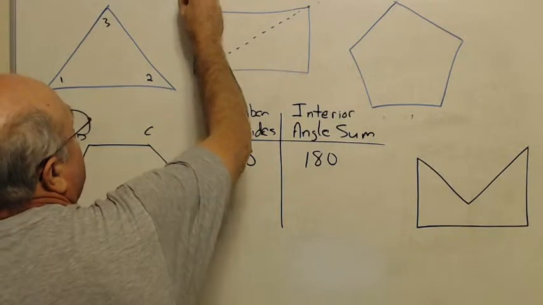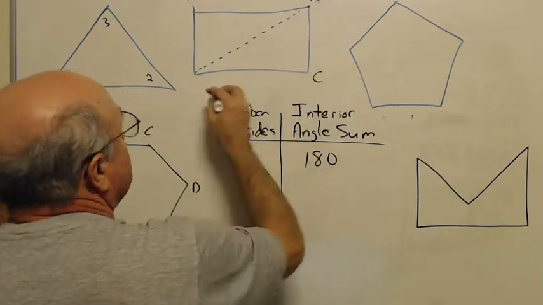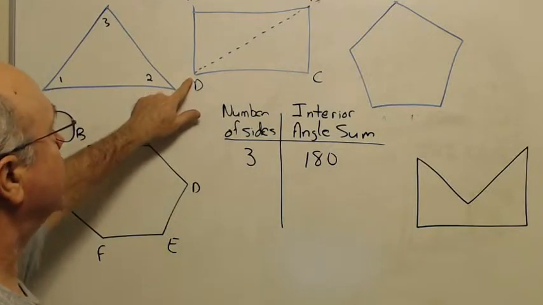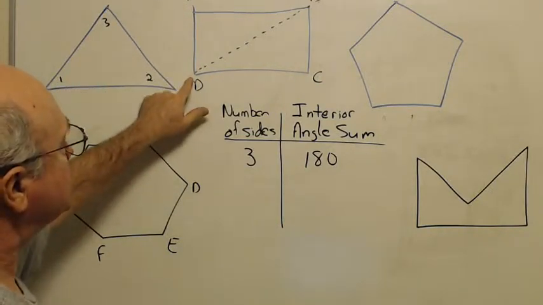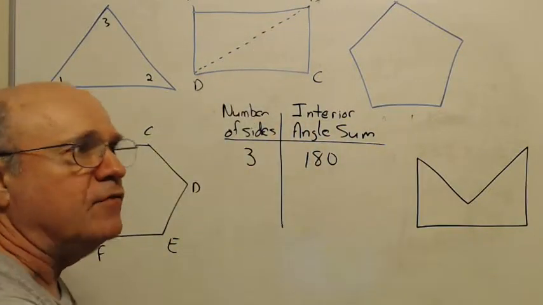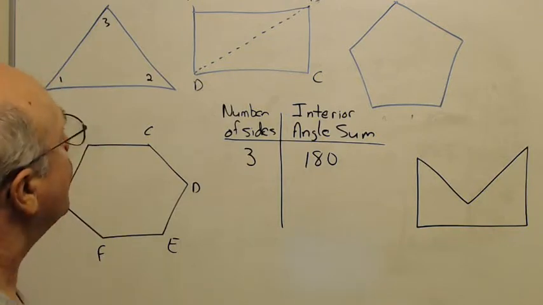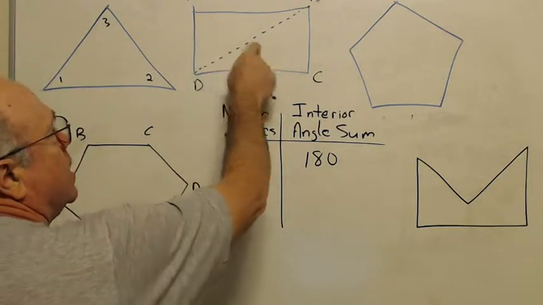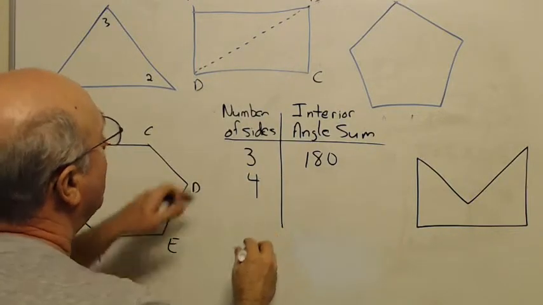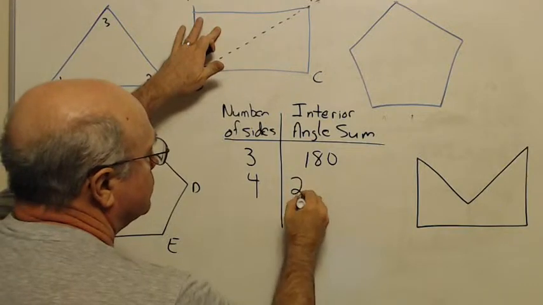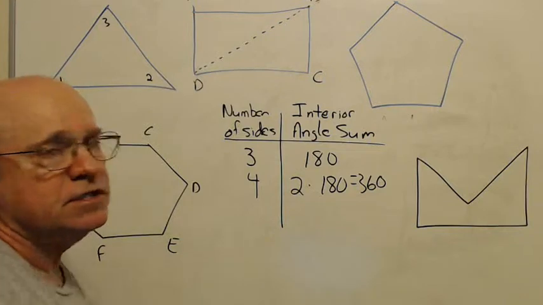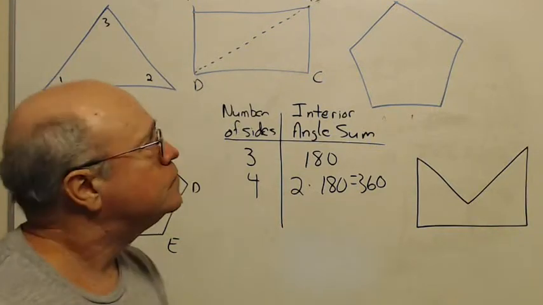If I call this A, B, C, D, if I start at D, the consecutive vertex going that way is A. The consecutive vertex going that way is C. D and B are not consecutive. They're not one after each other as you go around. Okay, when I've done that, notice that I've created 2 triangles. So when the number of sides is 4, I've got 2 triangles, each with 180 degrees, for a total of 360 degrees in every quadrilateral.